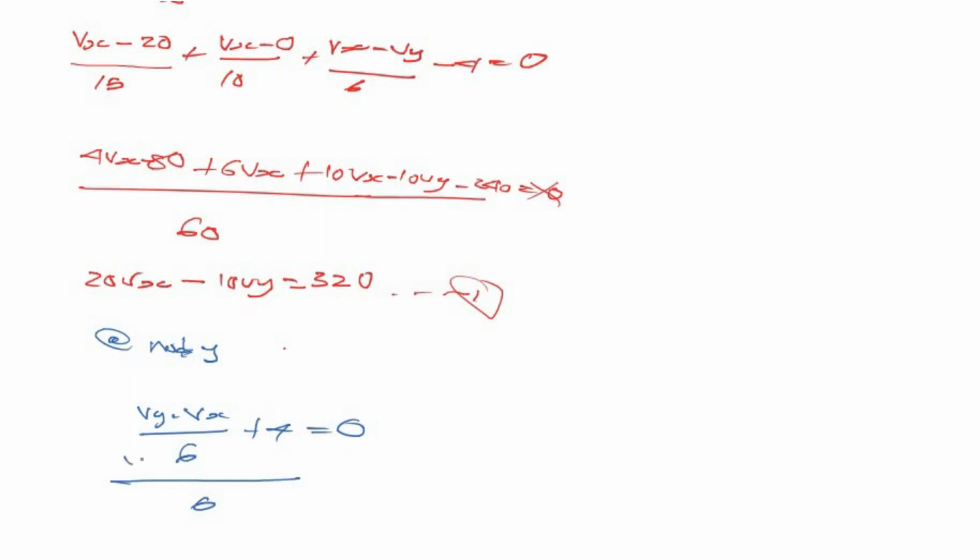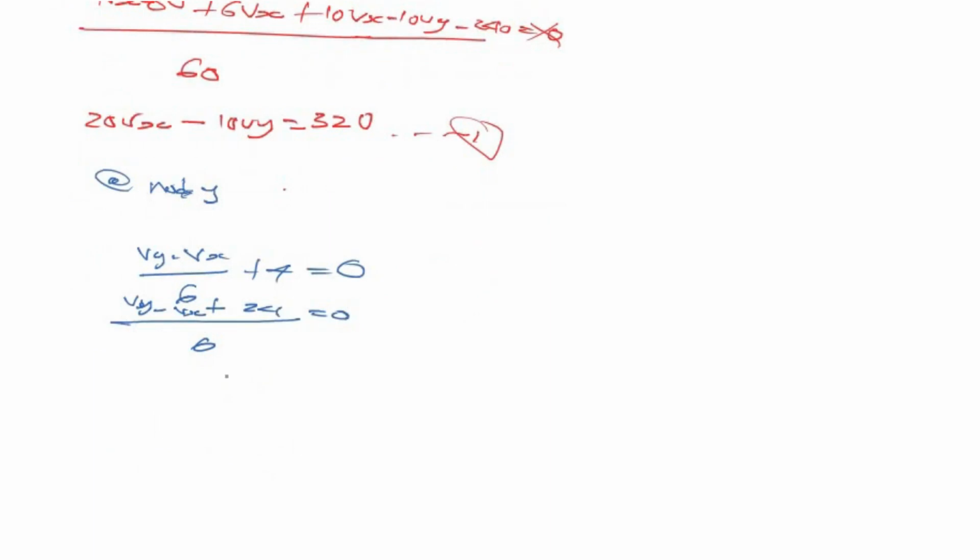The LCM is 6. So we are having Vy minus Vx plus 24 is equal to 0. So cross multiplying, rearranging, we get minus Vx plus Vy is equal to minus 24. So this is equation 2.